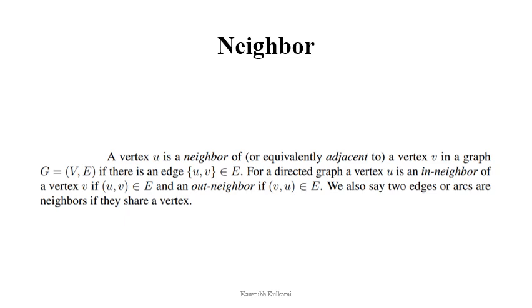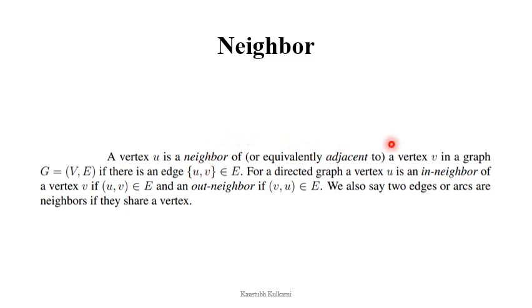Next terminology that we have is neighbor. A vertex U is a neighbor, or equivalently adjacent, of a vertex V in a graph if there is an edge UV belonging to the set of edges. Like we had seen in the first or second slide, if there is an edge between V and W, then V and W were called adjacent. Similarly, here U and V are adjacent, or you can say U and V are neighbors of each other.